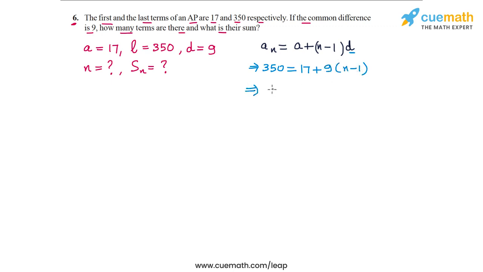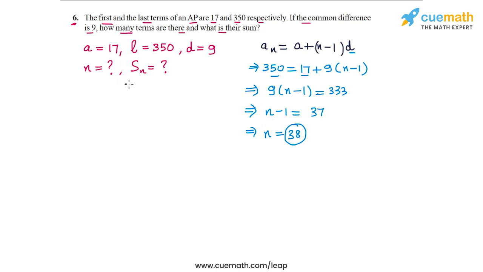So from here we get 9 into n minus 1 is equal to 350 minus 17, that's 333. So if I divide by 9 on both sides, I get n minus 1 is equal to 333 by 9, that's 37. And this means that n is equal to 38. So there are 38 terms in the AP. That solves part of the problem.